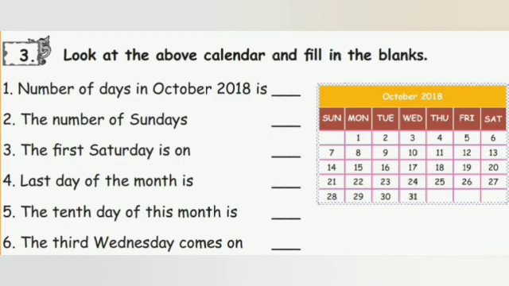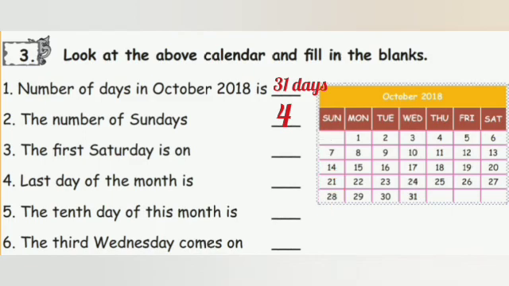Children, they have given the October 2018 calendar. Now we can fill in these blanks. Number of days in October 2018 is? How many days are there in the October month? Yeah, 31 days. Next one, the number of Sundays. How many Sundays are there in October month? 1, 2, 3, 4. 4 Sundays are there in October month.